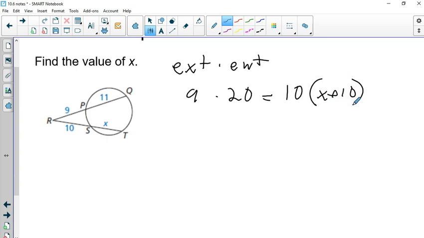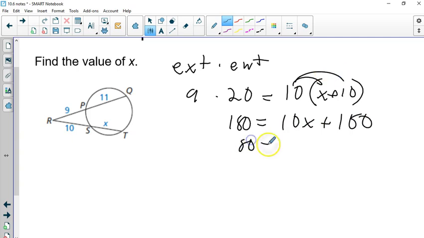So now we're going to multiply. 20 times 9 is 180, equals 10x plus 100. Remember, to distribute to both. Subtract 100, and you get 80. And then when you divide by 10, x is equal to 8. And we're done. It says just find the value of x.